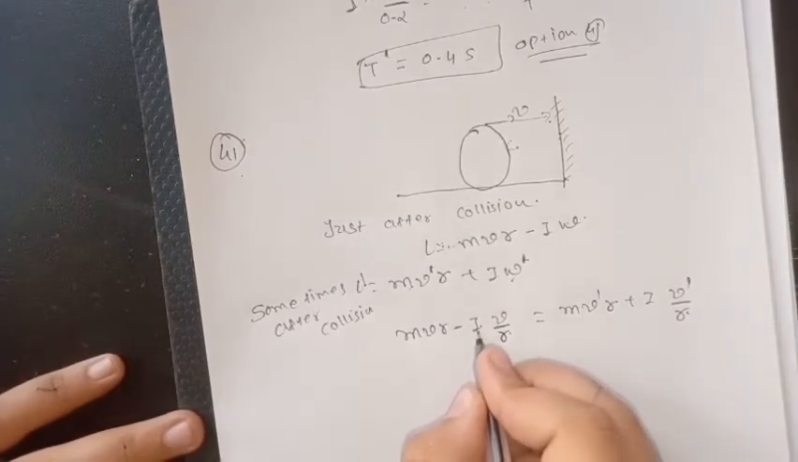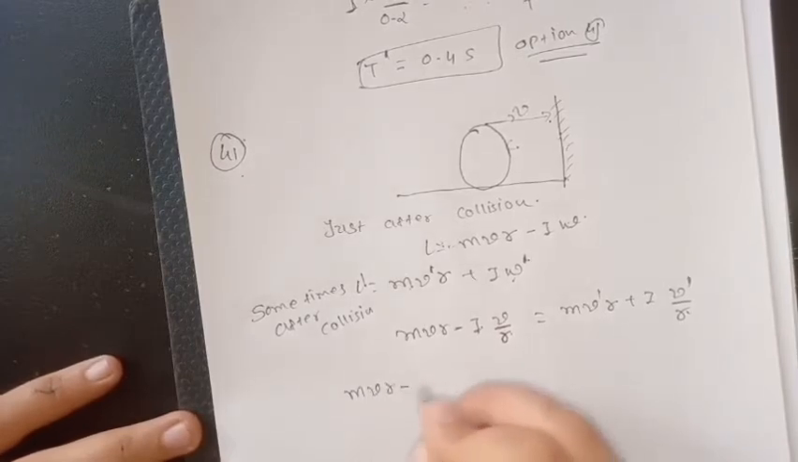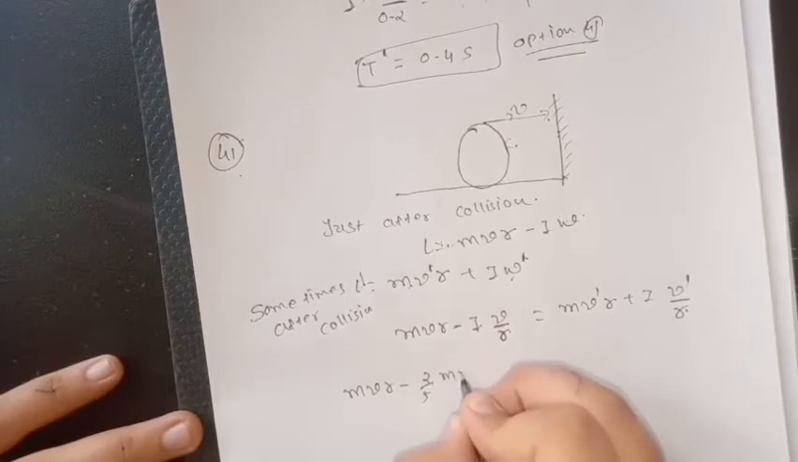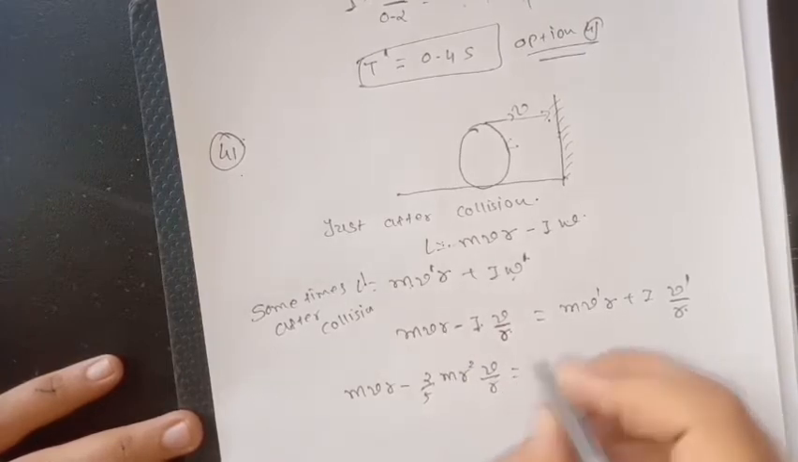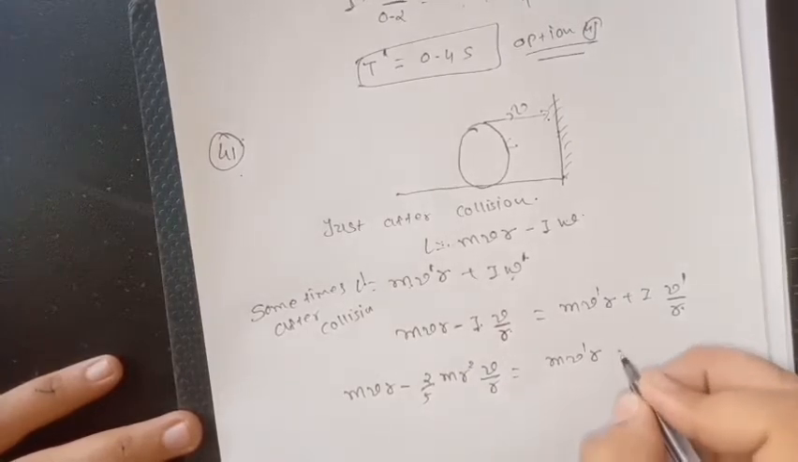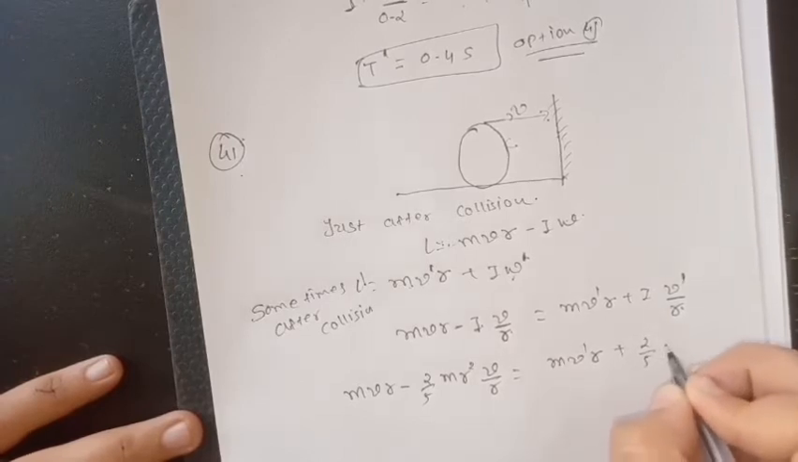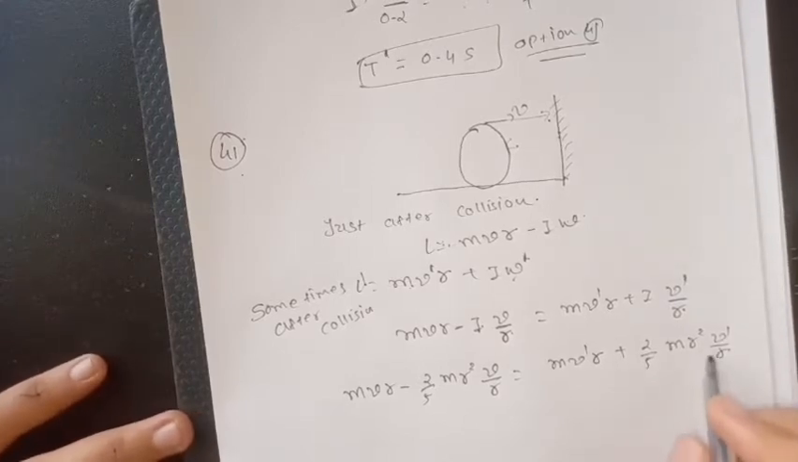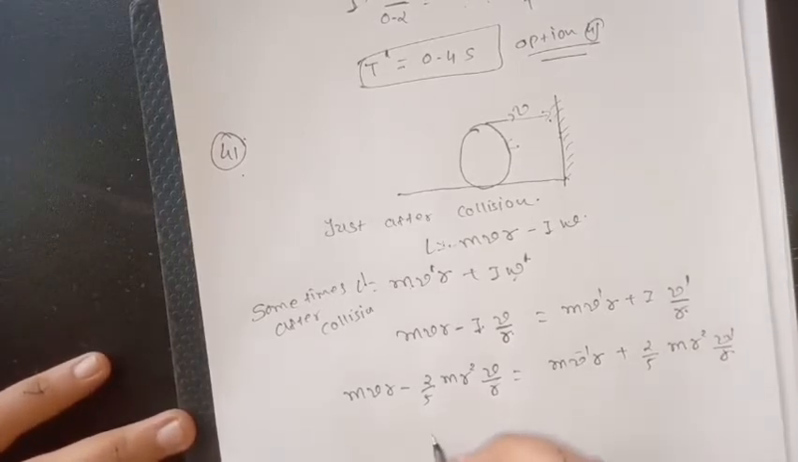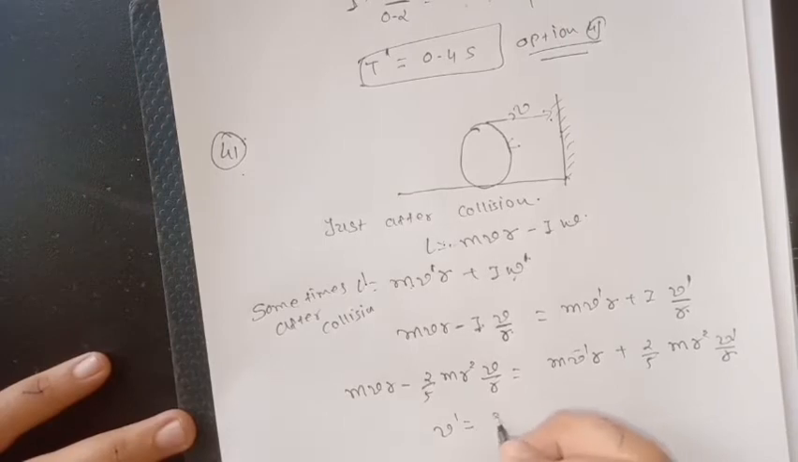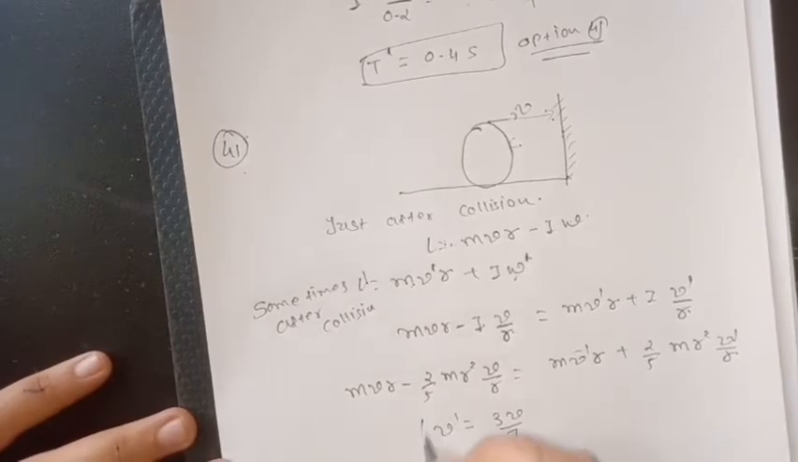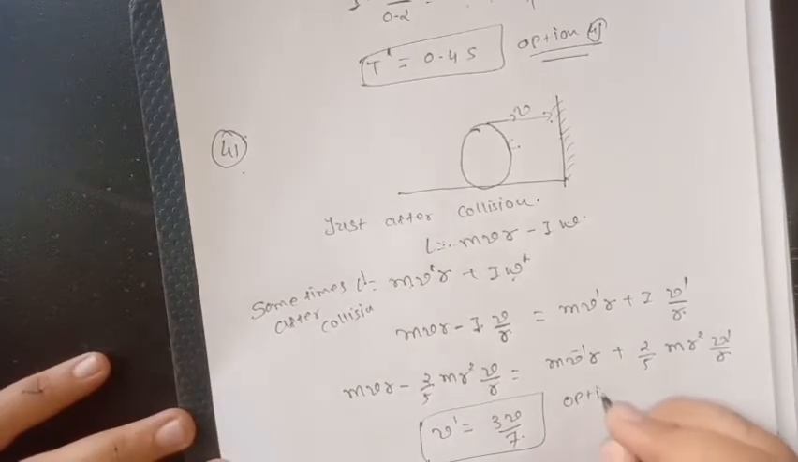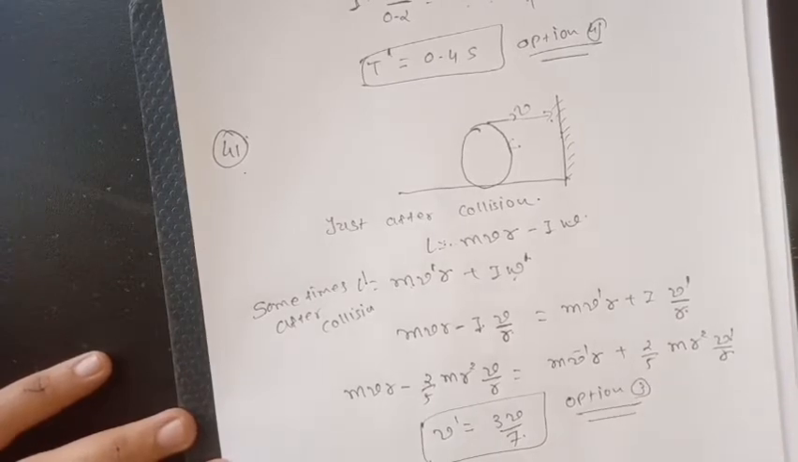I for a solid sphere is 2 by 5 mr square, so mvr minus 2 by 5 mr square into v by r is equal to m v dash r plus 2 by 5 m r square into v dash by r. Solve this equation for v dash. We will get v dash is equal to 3v by 7. So option 3 is the correct option. Question number 42.